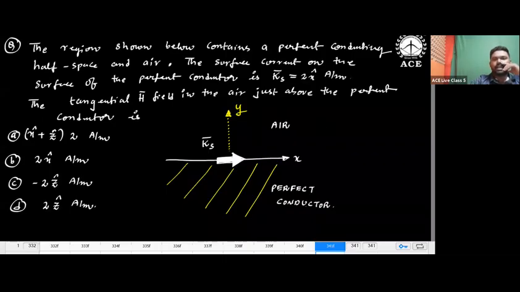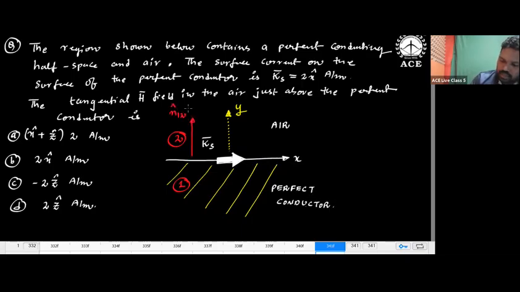It is a boundary condition. It is air to conductor. Let me give some naming to this one. Here it is medium 1. Here it is medium 2. What is the normal from medium 1 to medium 2? N12 is equal to y cap. It is asking for the tangential magnetic field just above the conductor. Inside the perfect conductor, all fields are 0, isn't it?